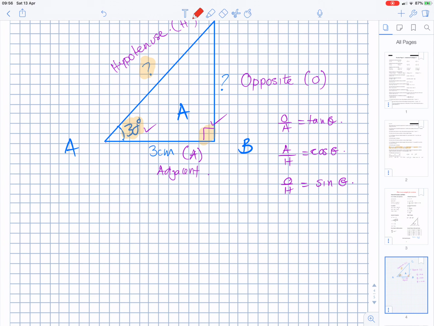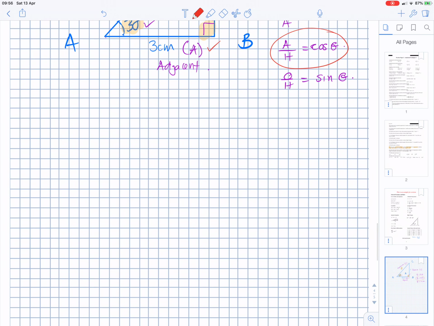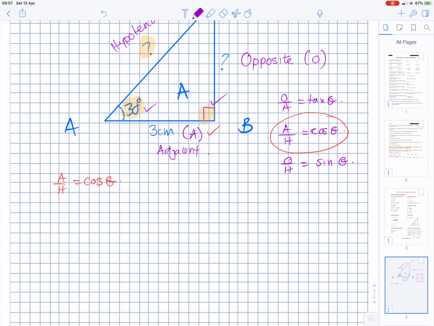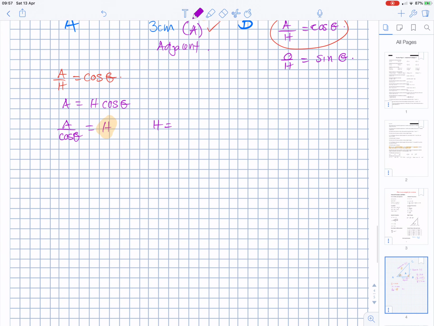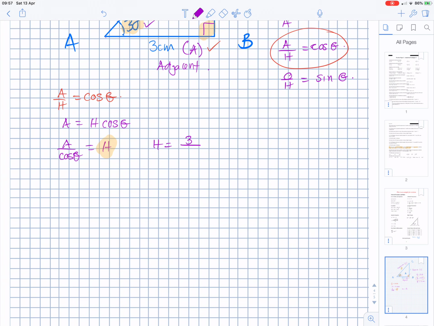So the hypotenuse H is related to the adjacent through this formula: adjacent over hypotenuse equals cos theta. In this case, we're looking for the hypotenuse, so we're going to make the hypotenuse the subject. So A equals H cos 30 degrees, so A over cos 30 degrees, or cos theta, is the hypotenuse, which is what we want. So H equals, the adjacent side is 3, and cos theta is cos 30 degrees.